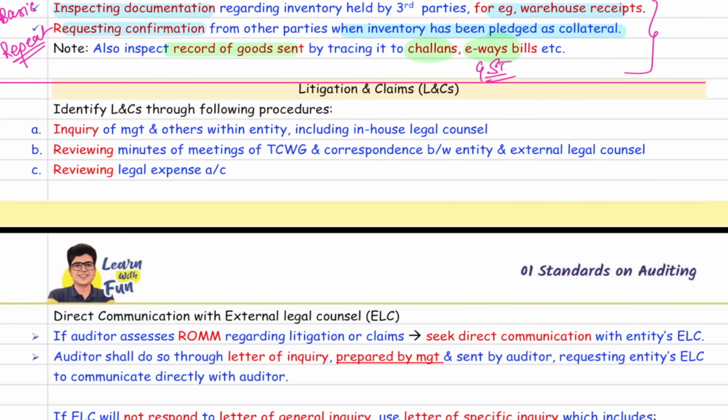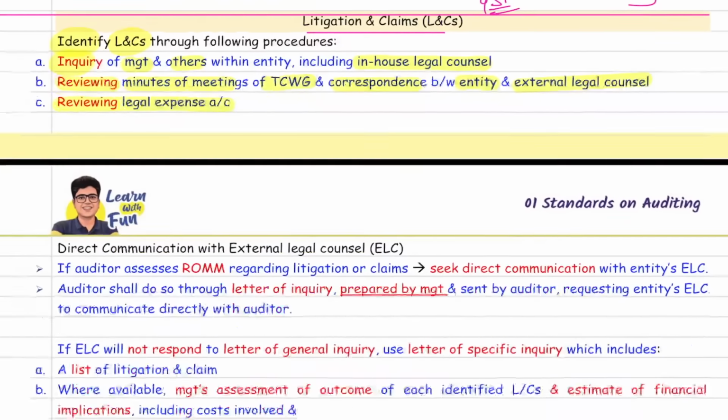Litigations and claims. First of all, what do we do? Identify the litigations through the following procedure: inquiry with the management and others, along with the in-house legal counsel. Now, sir, these people are very boring. For the exciting thing, what do we do? We review the minutes of the meeting of TCWG and correspondence between the entity and external legal counsel. And the basic thing is the legal expense account.